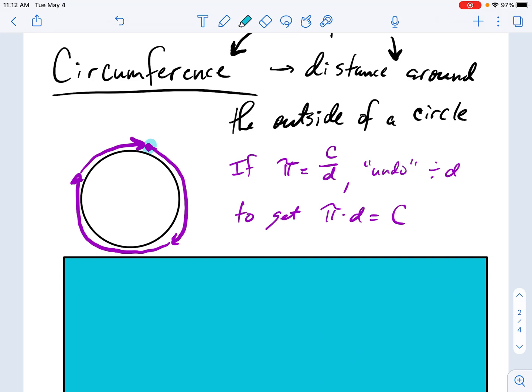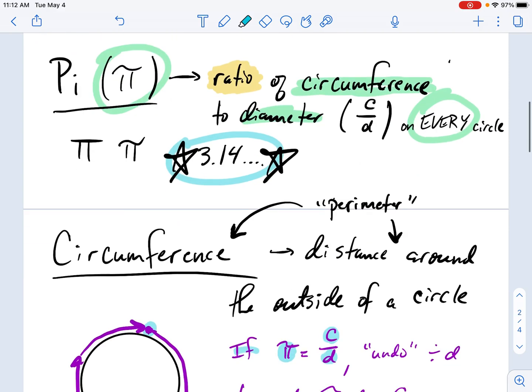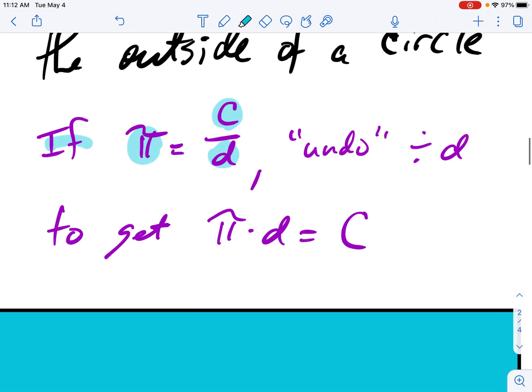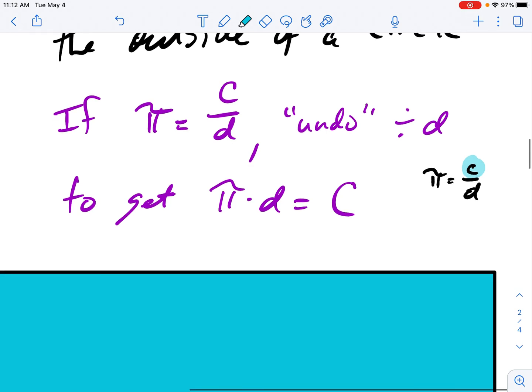So here I wrote, if pi equals the circumference divided by the diameter, right? That's what we said here for the definition of pi. It's the circumference divided by the diameter. So if pi equals the circumference divided by the diameter, we can just use algebra to undo the divide by diameter. If we want to solve for circumference, we need to do the opposite. We need to get rid of the diameter, so we need to do the opposite of divide by diameter.